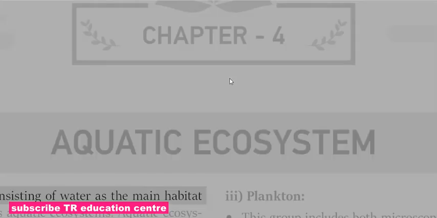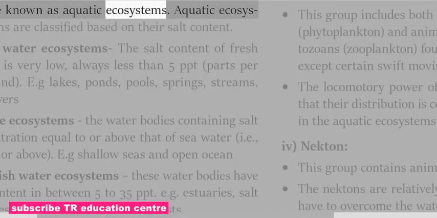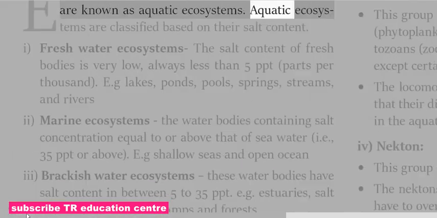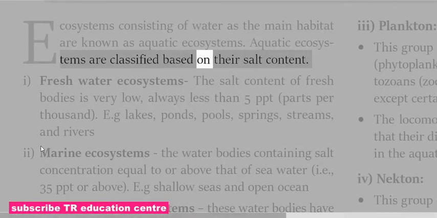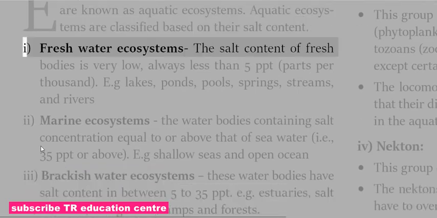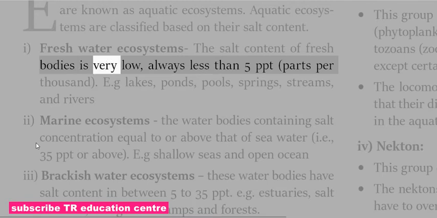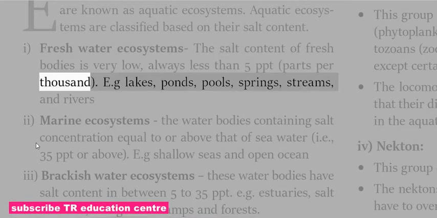Aquatic ecosystems: ecosystems consisting of water as the main habitat are known as aquatic ecosystems. Aquatic ecosystems are classified based on their salt content. 1. Freshwater ecosystems. The salt content of fresh water bodies is very low, always less than 5 ppt, parts per thousand.